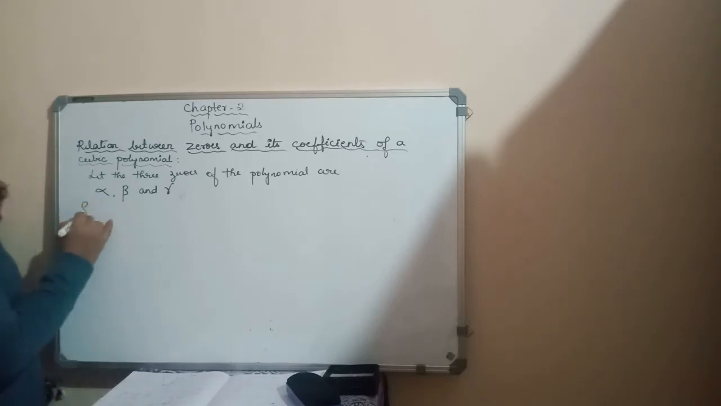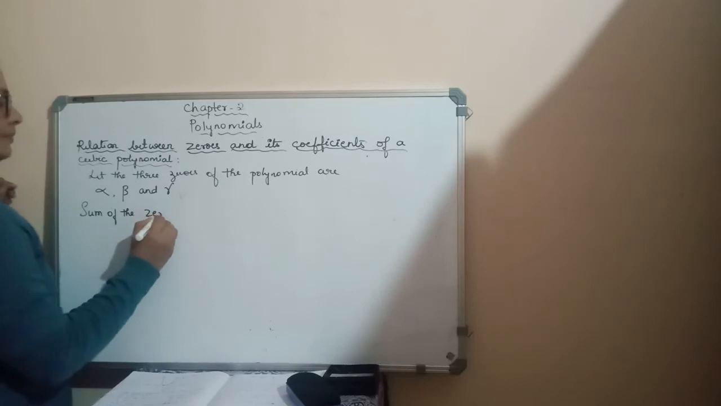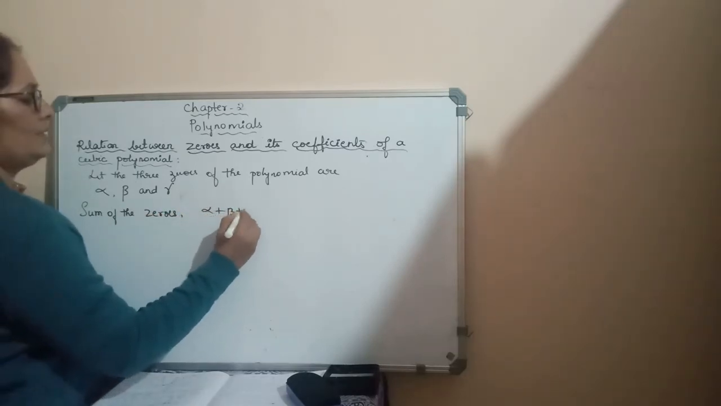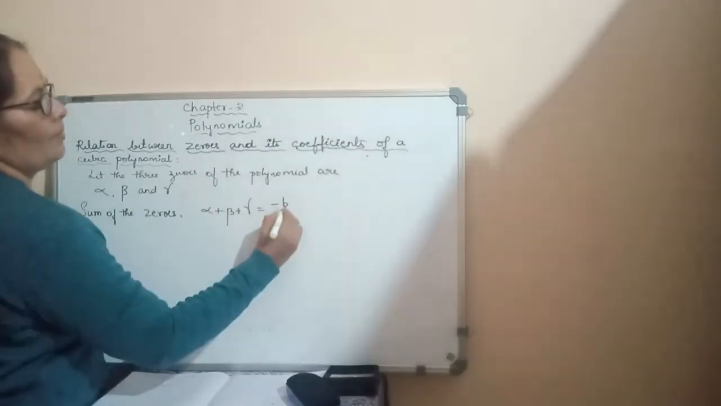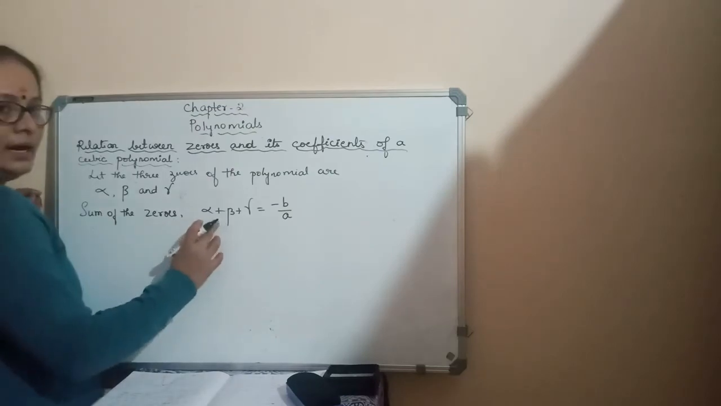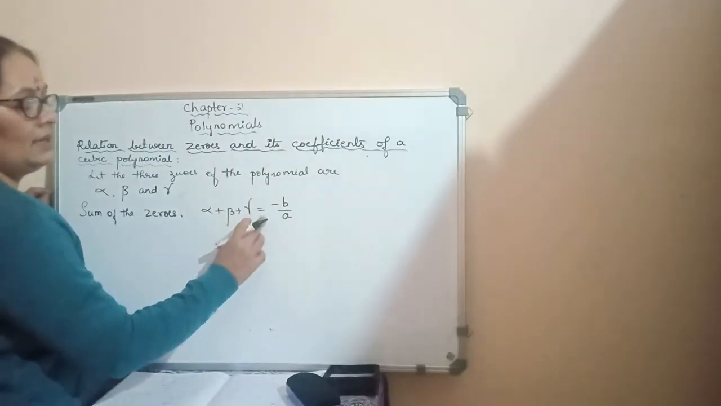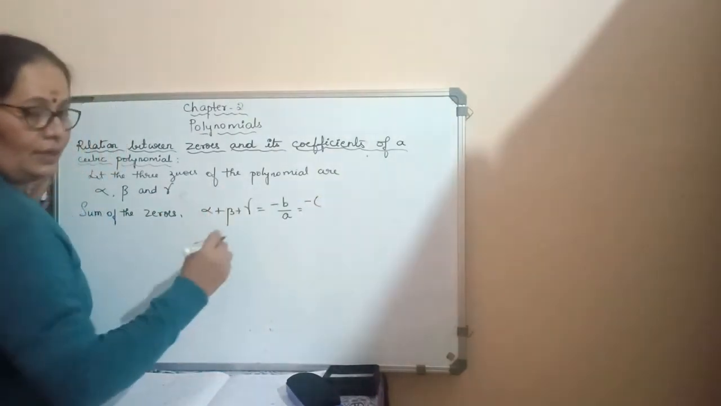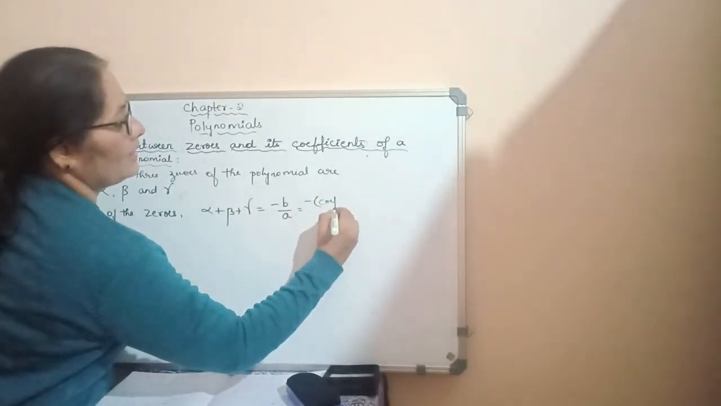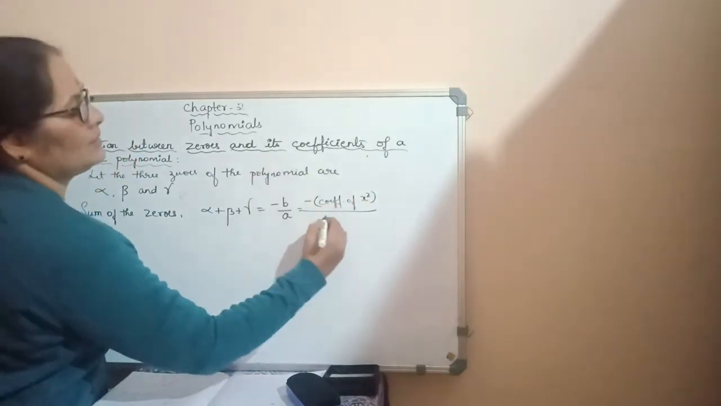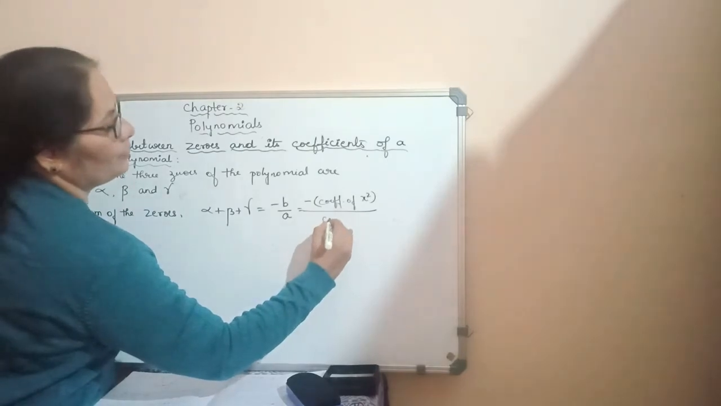Then the sum of the zeros, that is alpha plus beta plus gamma, equals minus b by a, where b is the coefficient of x square and a is the coefficient of x cube.